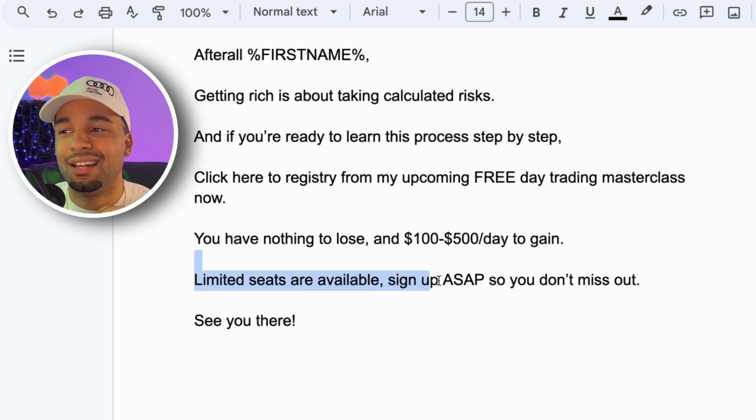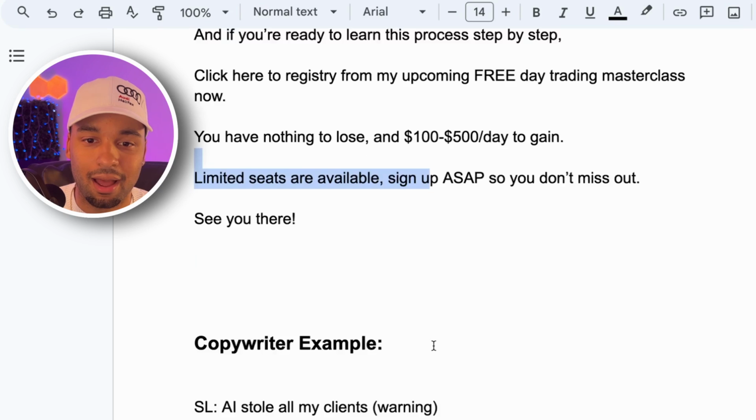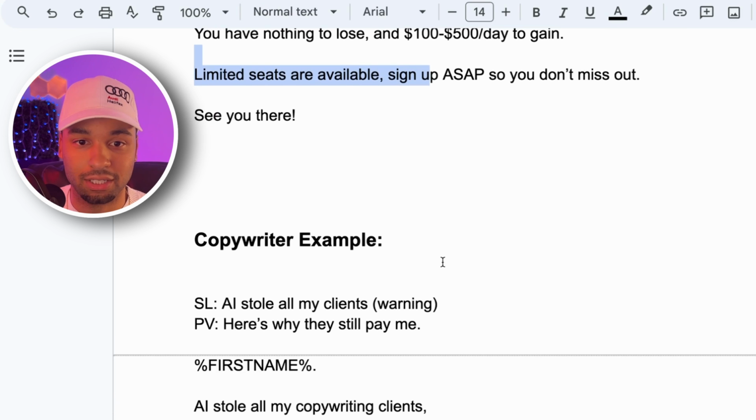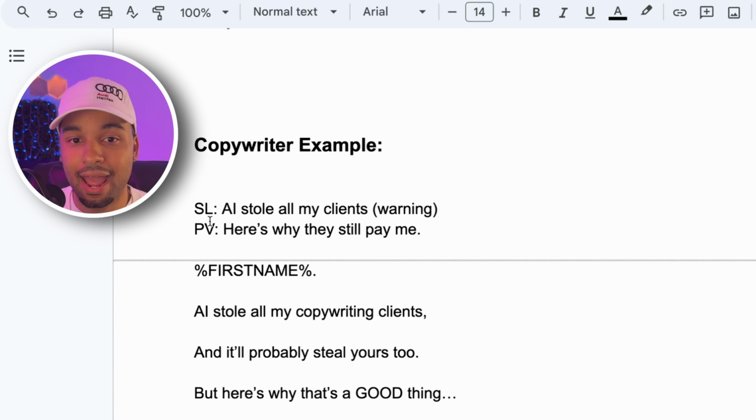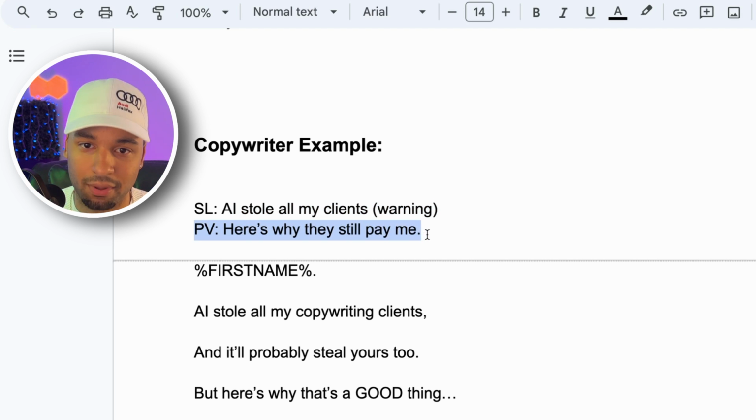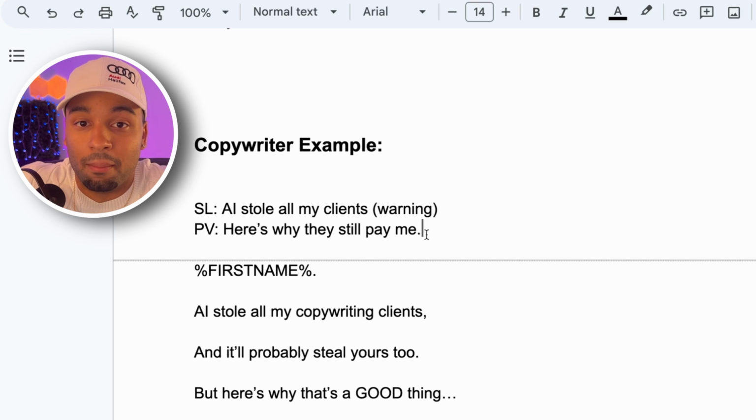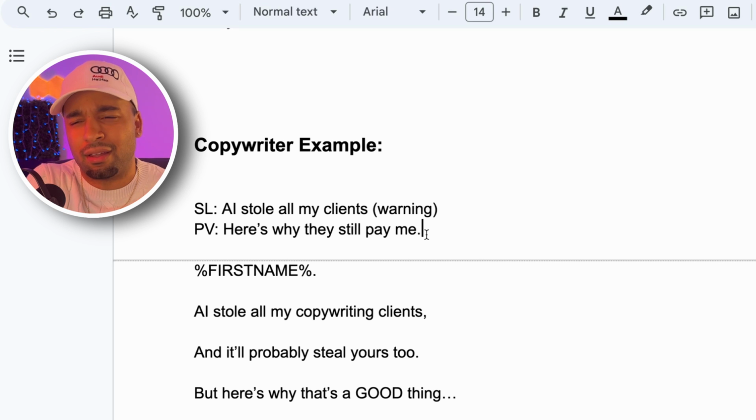Okay, and I have another example, but this time actually with a copywriter example. So subject line: AI stole all my clients. Warning. And then preview: Here's why they still pay me. So AI stole my clients, but they still pay me. Now people are like, okay, so the biggest objection when it comes to copywriting, of course, is AI. Copywriters are like, well, what if AI gets really good and then replaces me?